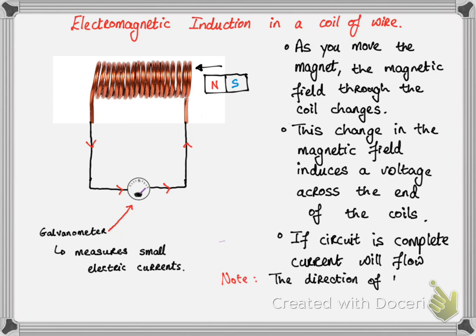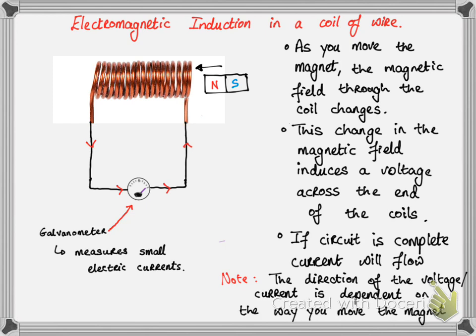Note, the key point for this is that the direction of the voltage is dependent on the way you move the bar magnet. And the bar magnet has to be moving for a potential difference to occur. So, the next key question that we're going to ask ourselves is, how do we know which direction the voltage will be induced?